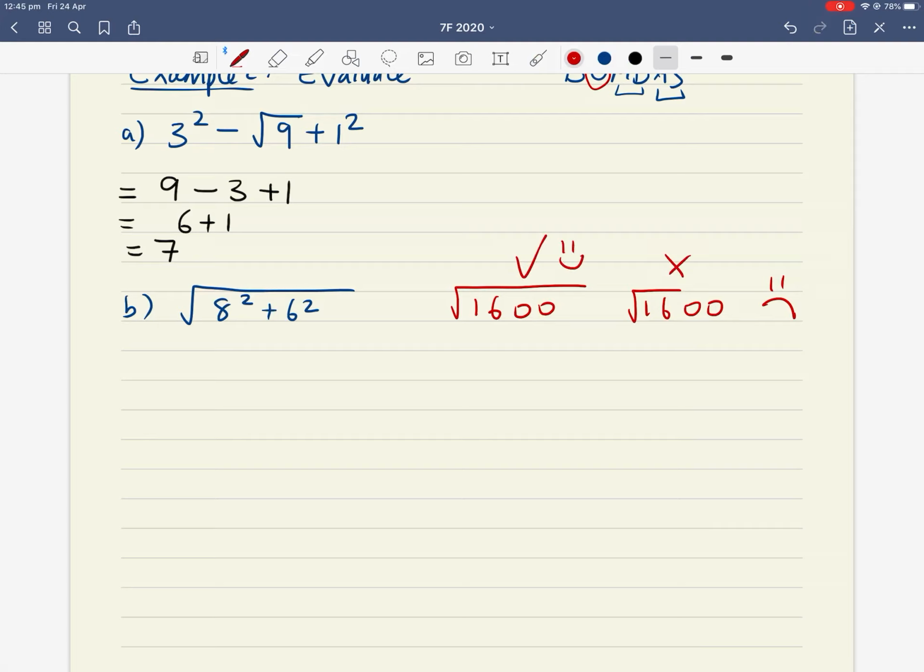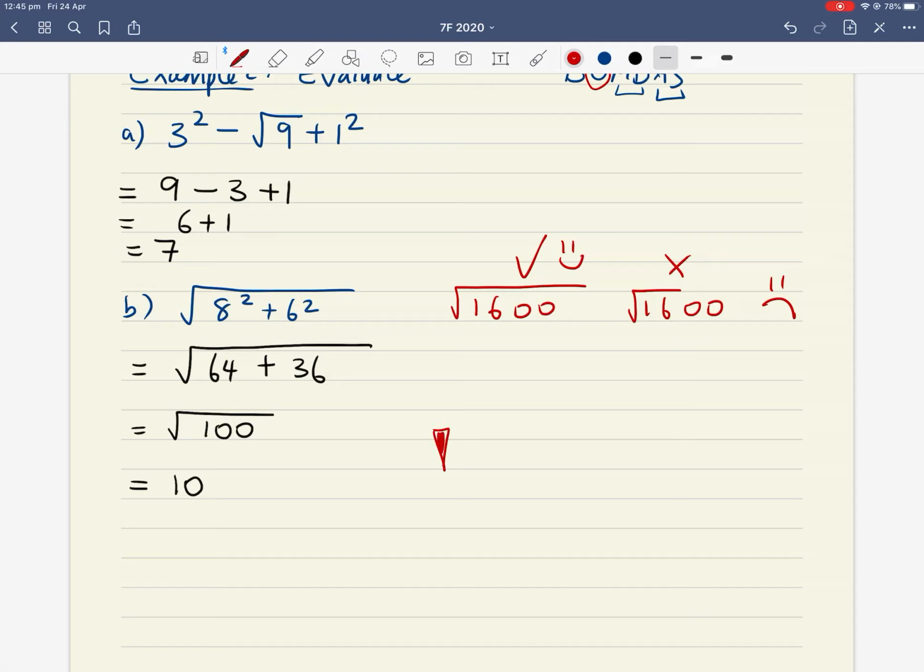So this is good, this is bad. Make sure you write the tail end as well. So we want the square root of all of 8 squared plus 6 squared. So first, let's work out the squares inside the square root. So 8 squared is 64, because 8 times 8 is 64. 6 squared is 6 times 6, 36. Now, inside the square root, you do it inside. So 64 plus 36 gives you 100. Then you square root 100, which is 10.